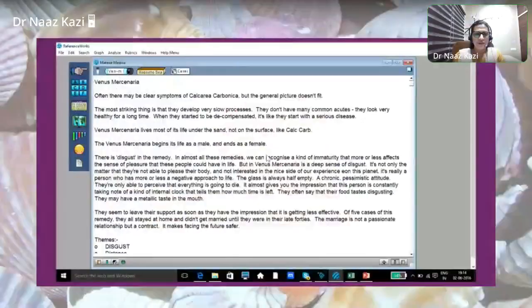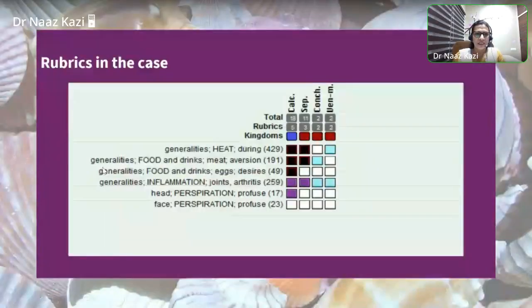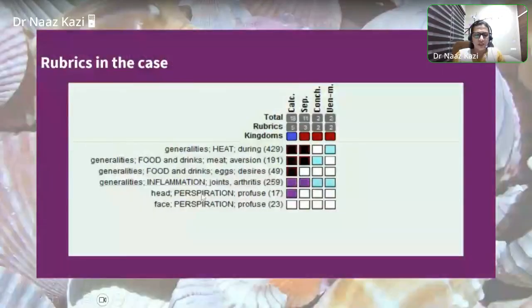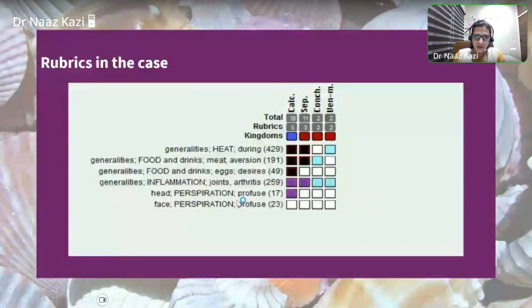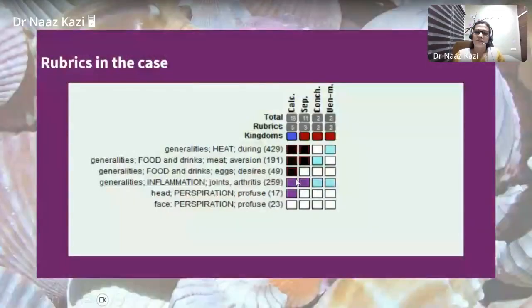Then I took some rubrics in the case. We had some physical generals, right? We had the heat, we had the food, meat aversion, eggs desires. I took inflammation of joint, the arthritis, the head perspiration profuse, face perspiration profuse. I got the first remedy as calcarea, right? And then I got these three, that is Venus mercenaria. All of them are mollusk, right? Even calcarea is an animal.